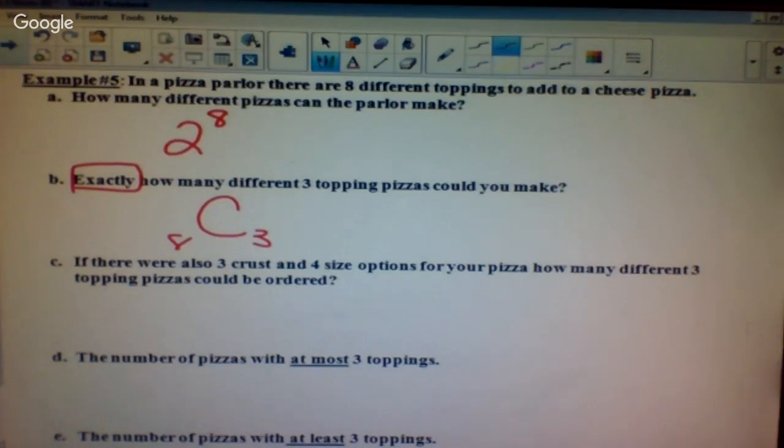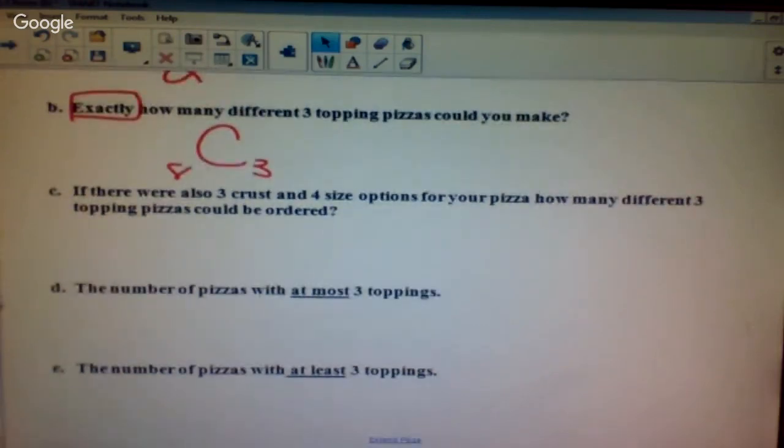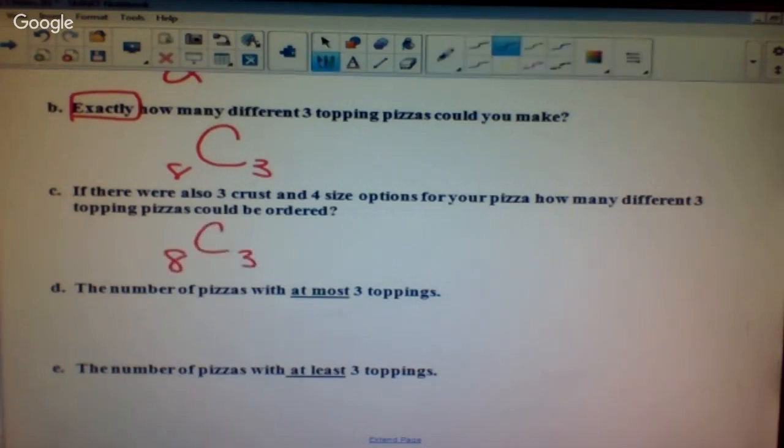True. Okay? Take a look at the difference between B and C. Now I still want a 3-topping pizza, but now I get to pick from 3 crusts and 4 sizes. So it's still a combination for your toppings, 8C3. But then I need to multiply this by the different crusts I have, 3, and I also need to multiply this by how many sizes I have, 4.